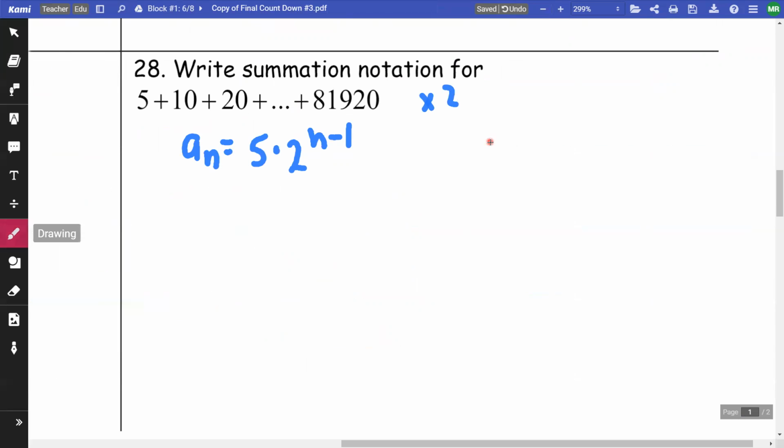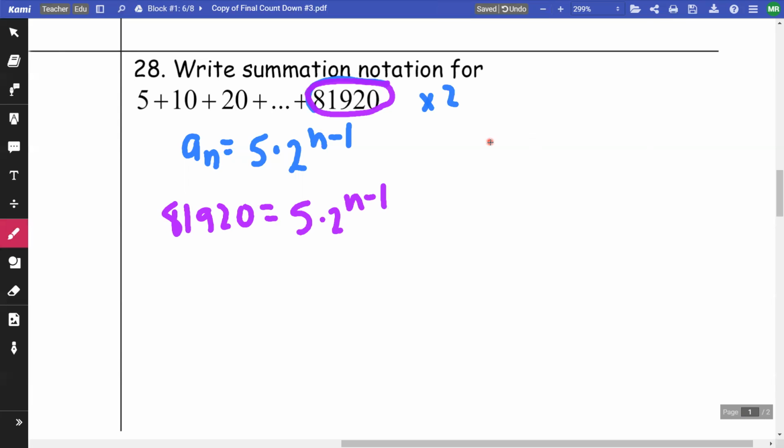Now, that's going to be in my summation notation, but I need to know what term I need to go up to put on top of my summation. So I need to figure out what term that is. So I'm going to go 81920 is equal to 5 times 2 to the n minus 1. And I'm going to do this math.